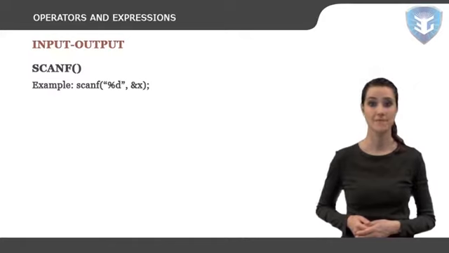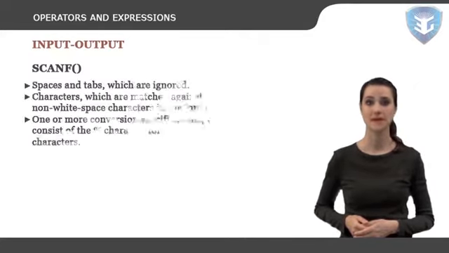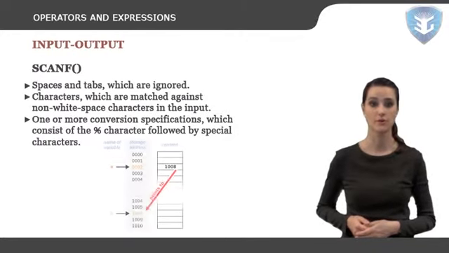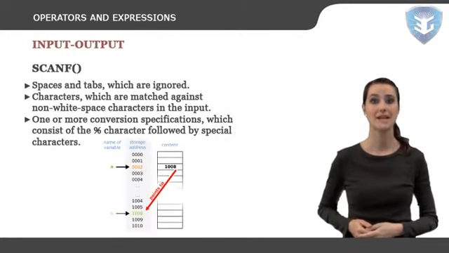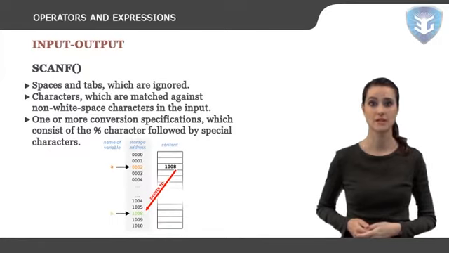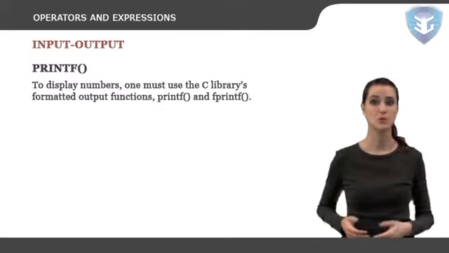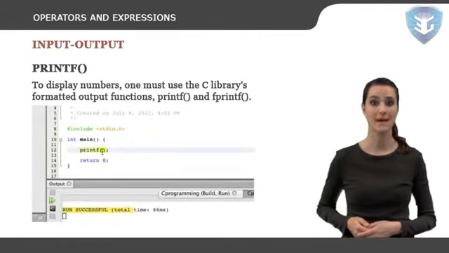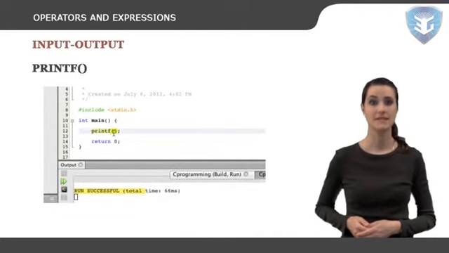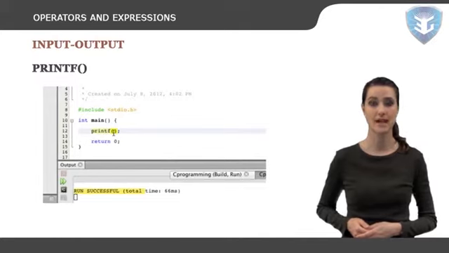in the fscanf function. The scanf function format string can contain spaces and tabs, which are ignored, characters which are matched against non-white space characters in the input, and one or more conversion specifications, which consist of the percentage character followed by special characters. Printf function. To display numbers, one must use the C library's formatted output functions, printf and fprintf. These functions can also display strings and characters.